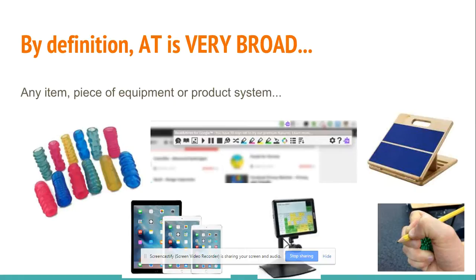This screen here has some pictures of different types of AT. So pencil grips could be AT. If a student needs a pencil grip in order to hold their pencil correctly so that they can write, that's assistive technology. Another example down in the bottom right corner is a koosh ball. So holding a koosh ball to help them with their grip. A slant board is another example. And then we do have those higher tech items, such as Chrome apps or eye gaze systems or iPad apps that we'll talk about.